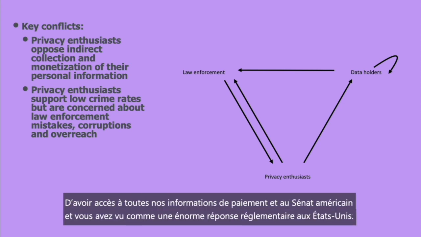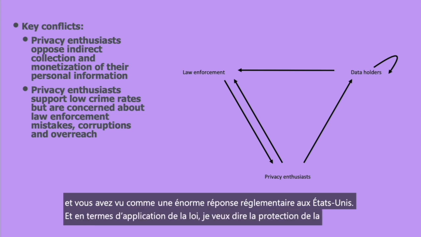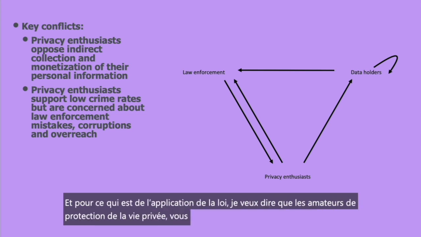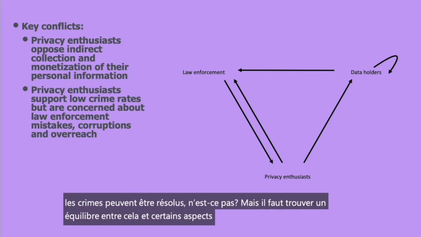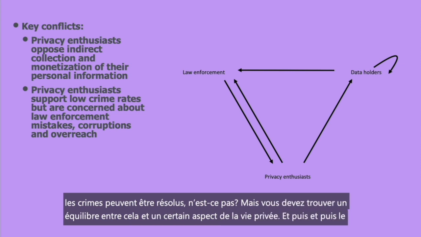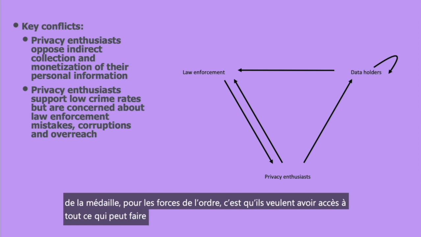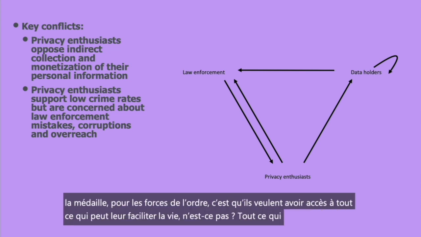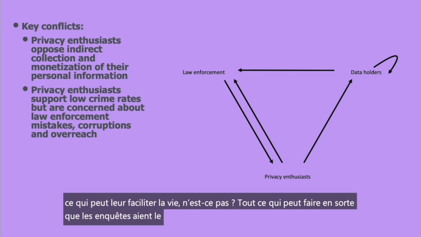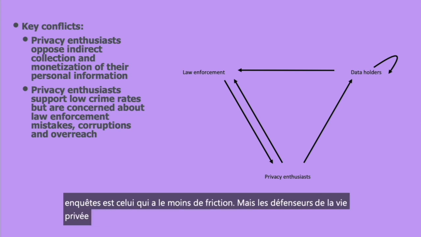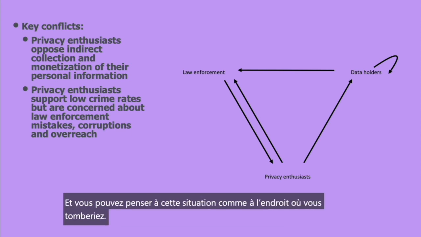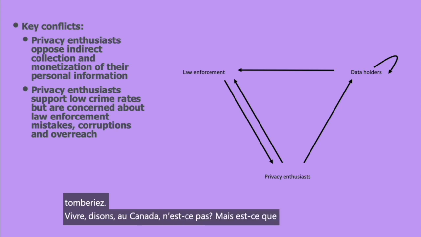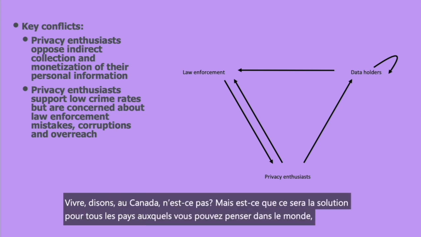Then in terms of law enforcement, I mean, privacy enthusiasts, they want to live in a society where crimes can be solved, right? But you have to balance that with some aspect of privacy, and then the flip for law enforcement. They want access to whatever can make their lives the easiest, right? Whatever can make investigations have the least amount of friction. But privacy enthusiasts are worried about overreach, okay? And you can think of this situation like where you would fall living, say, in Canada, right? But is that going to be the solution for every country you can think of in the world, right? The overreach of police in the state could vary a lot depending on where you choose to live.